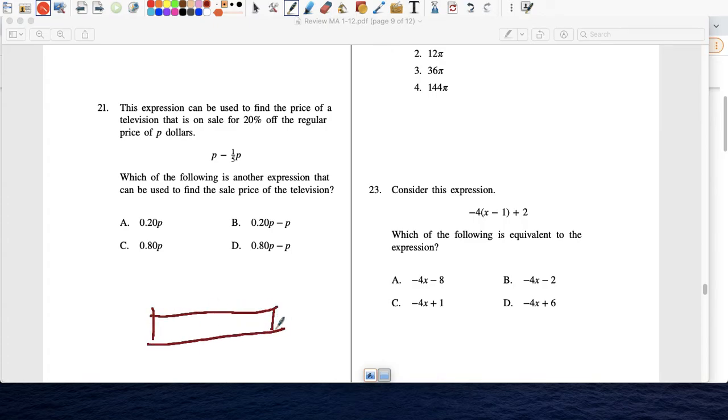Television right now, 0%, 100%. The price is P dollars. If you take 20% off, you're still responsible to pay for 80%. So this is what you pay.